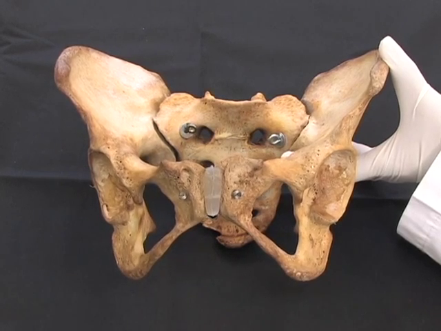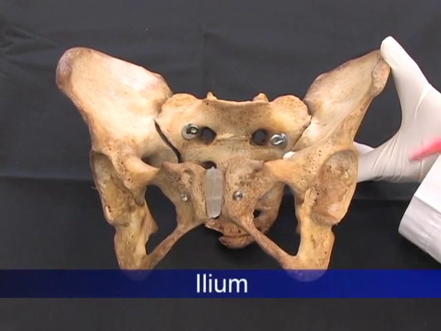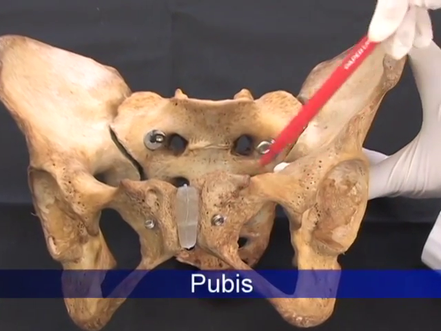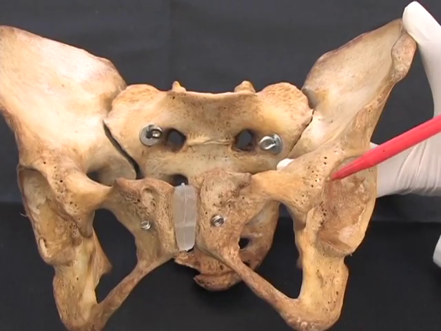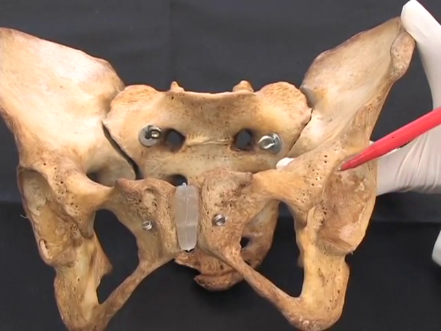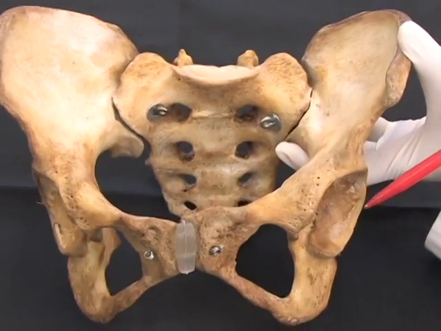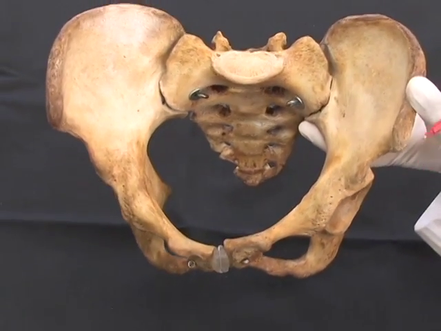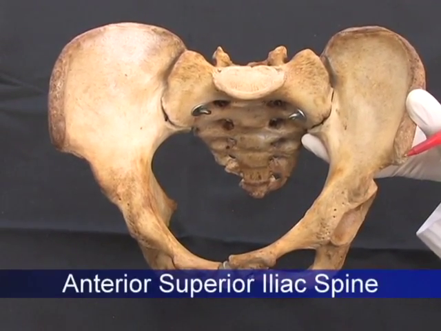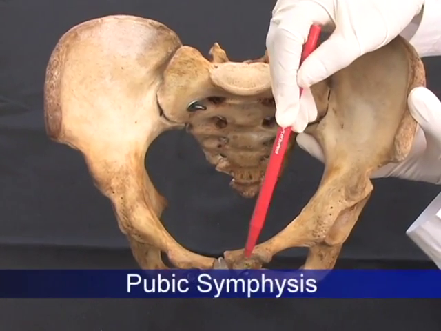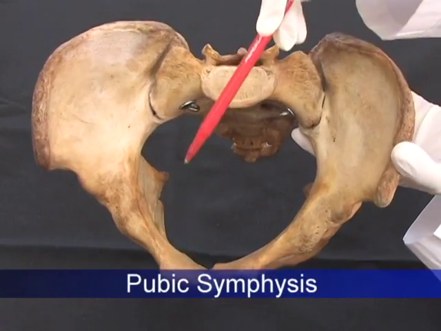The pelvis is made of 3 bones, the ilium, ischium and the pubis. These 3 bones join to form the socket for the hip joint known as the acetabulum. Remember that in the anatomical position, the anterior superior iliac spine or ASIS and the pubic symphysis are in the same vertical plane.